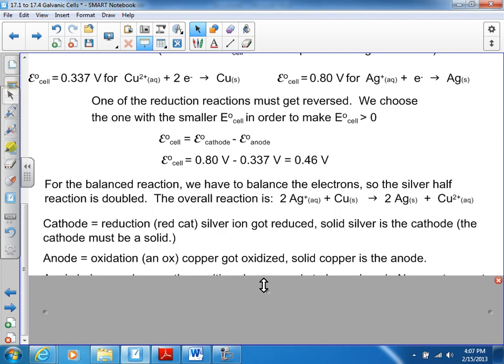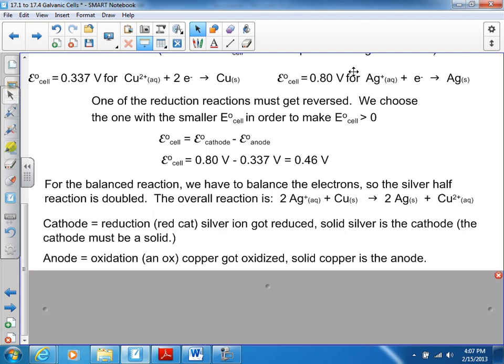Now, which way are those ions moving? Let's just look at this overall balanced reaction. Silver ions are getting used up, so the positive ions from the salt bridge have to go to the silver side. Copper 2 is being produced. I have to neutralize the positive side, so the negative ion from the salt bridge will go over to the copper side to balance out the positive charge produced on the copper side.